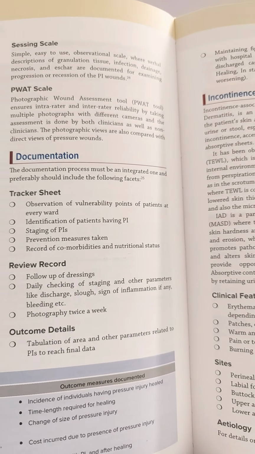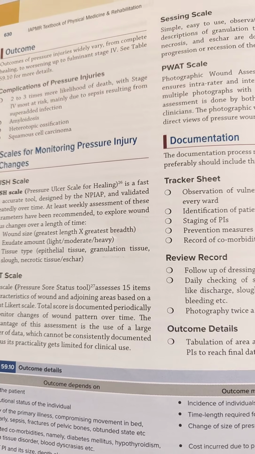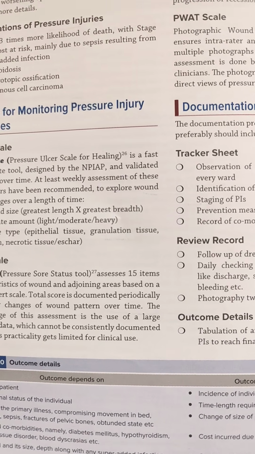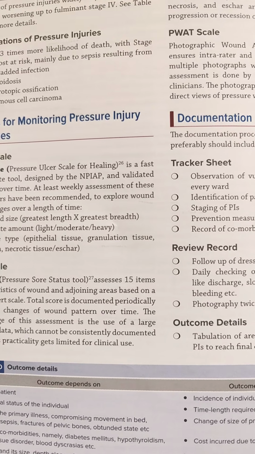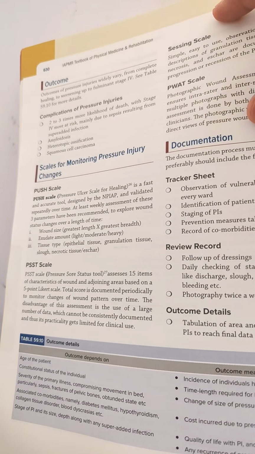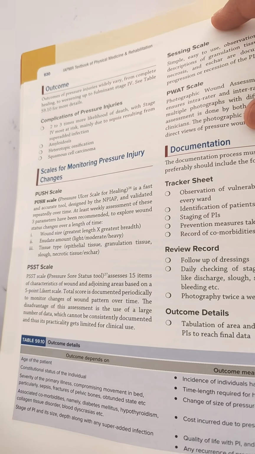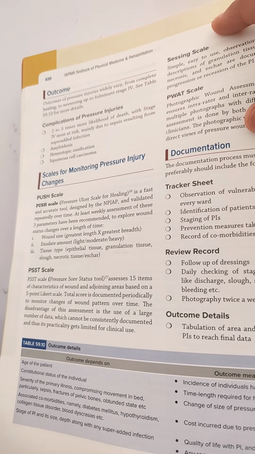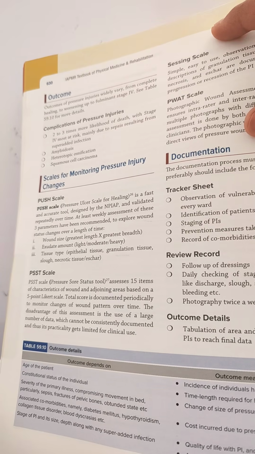And scale for monitoring pressure injury, post scale pressure ulcer scale for healing, fast and accurate tool designed by NPIAP and validated repeatedly at least weekly assessment of these three parameters: wound size, greatest length into greatest breadth, exudate amount, light, moderate, heavy, tissue type, epithelial, granulation, slough, necrotic, HR.